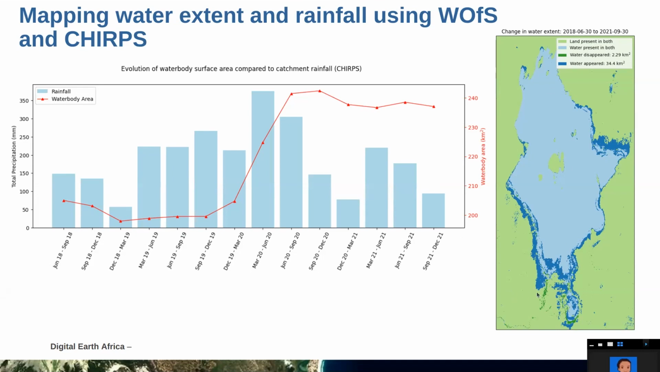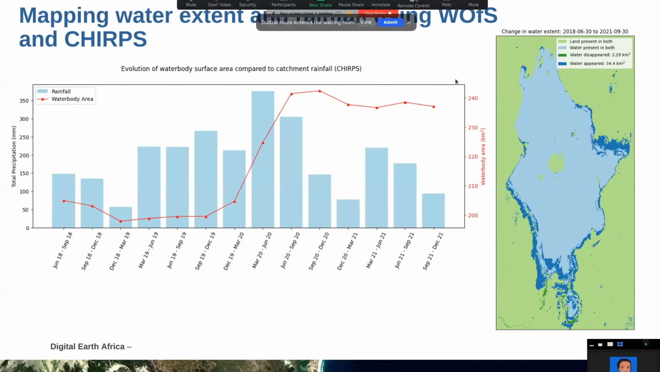And then we have dark green areas, here on the south bottom part of the picture, where pixels were classified as water in 2018, but were classified as land in 2021, which is where we say water disappeared. The trend is the same, where we see sort of a delayed reaction to rainfall. So as the rainfall increased, we also see a delayed increase in the water body area.